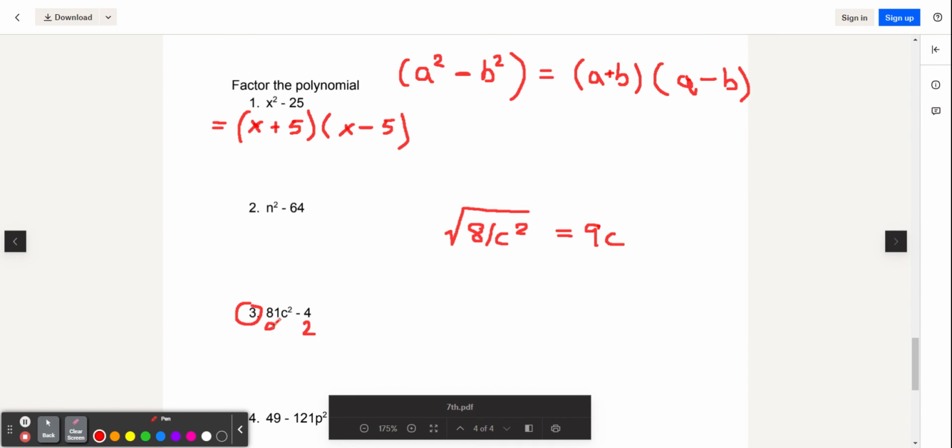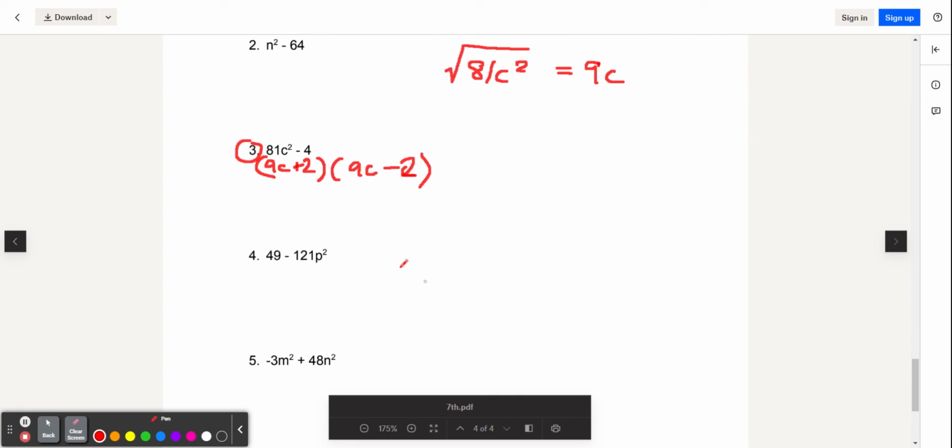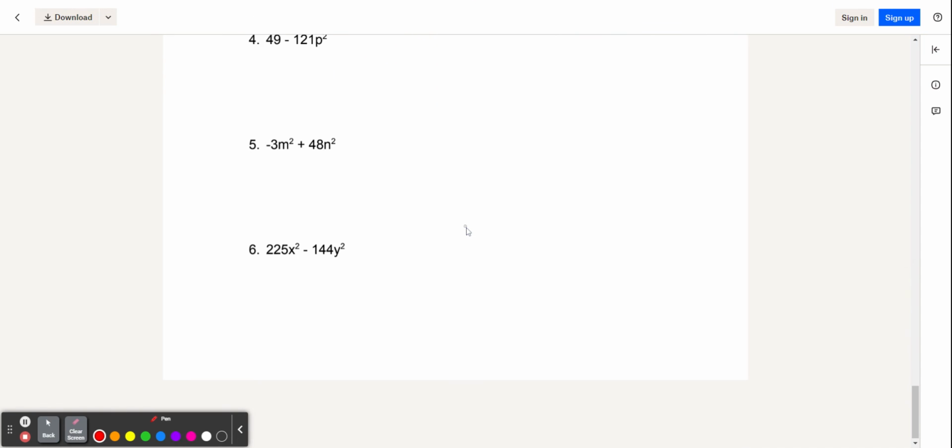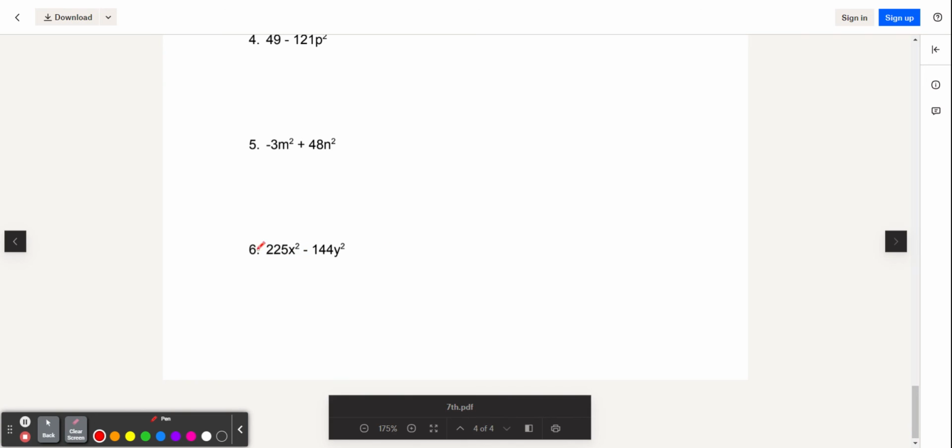Now with our two terms, we can simply repeat what we did above and write our two binomials multiplied together. 9c plus 2 times 9c minus 2. Repeat for these other ones. None of these should be too challenging except 5.